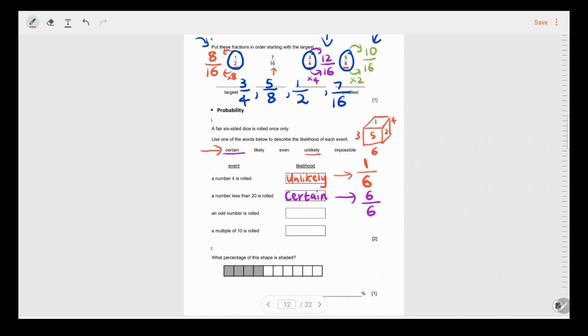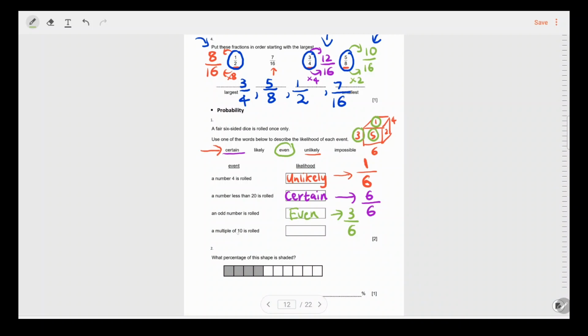And the next one says an odd number is rolled. So what are our odd numbers? 1, 3, and 5. That's a chance of 3 out of 6. So 3 out of 6 is exactly half of the possible outcomes. And if this is the case, the word we use is even. So here we have an even chance of getting an odd number.